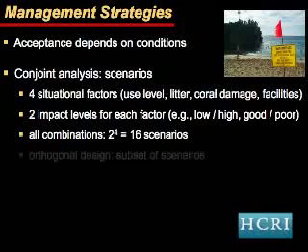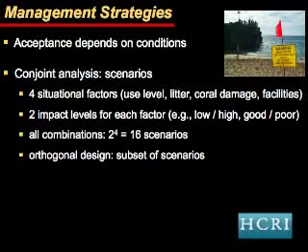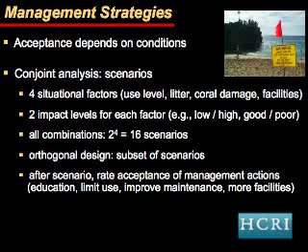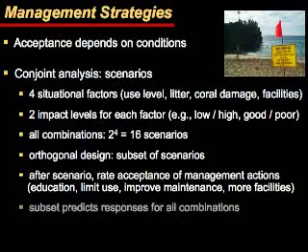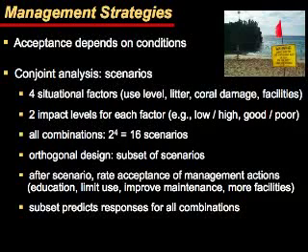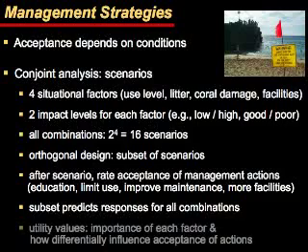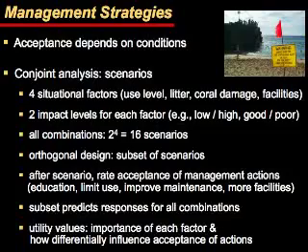So that's what the software does: it creates an orthogonal design that gives you a subset of scenarios and says you need to ask these 8 scenarios or these 9 scenarios or whatever. And then after each scenario, people would rate the acceptance of the management actions. And then the subset that's in the survey can be used to predict all the other possible combinations. What this is useful for is the software will generate utility values that show how each of the different situational factors differentially influences acceptance of action.